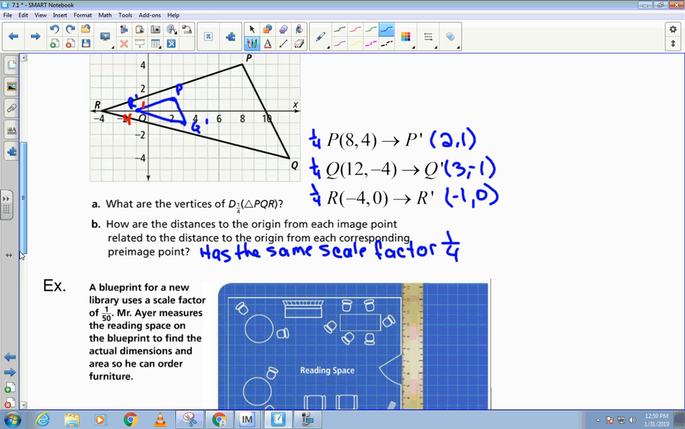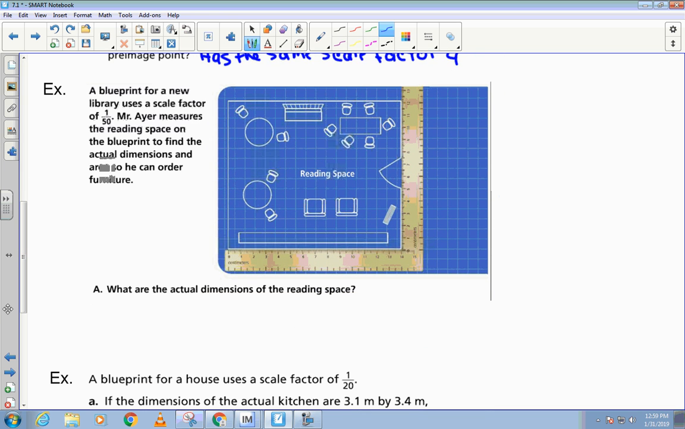Okay, so let's apply this. A blueprint for a new library uses a scale factor of 1 to 50. Mr. Ayer measures the reading space on the blueprint to find the actual dimensions and area so that he can order furniture. What are the actual dimensions of the reading space? It's kind of hard to see, but this width here is 14, and this length here is 12. And it's in centimeters, okay?